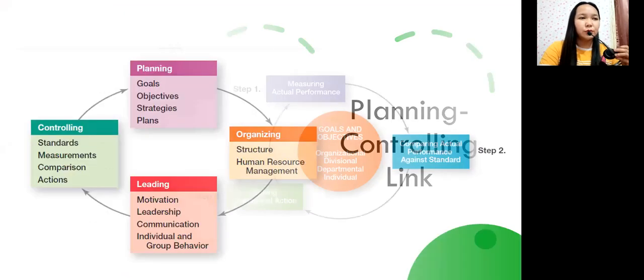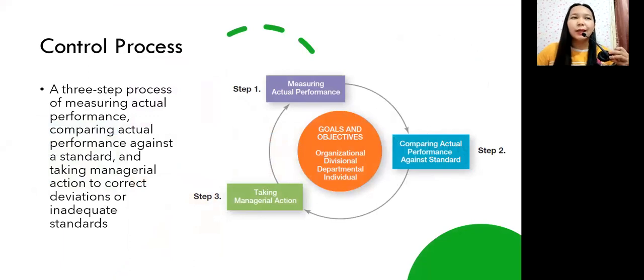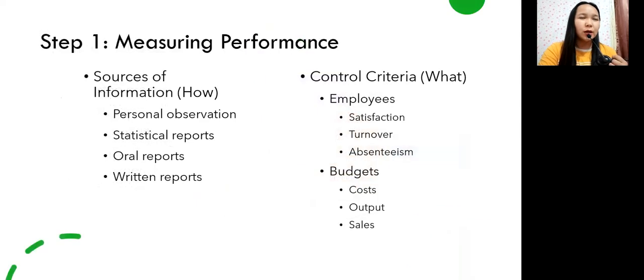Ayan. So, let us move on naman doon sa isa sa mga pinaka-importanting topic dito, which is actually your controlling process. So, ang control process kasi is a three-step process of measuring actual performance. This one, comparing actual performance against a standard. And number three is taking managerial actions. So, ang ginagawa dito sa taking managerial actions is actually for you to correct deviations. Ibig sabihin, kung anong pagkakaiba or yung naging difference or even inadequate standards. Yan. So, lagi nakadepende sa kung ano, syempre lahat dapat ng mga actions ay towards the goals and objectives of the company. Okay?